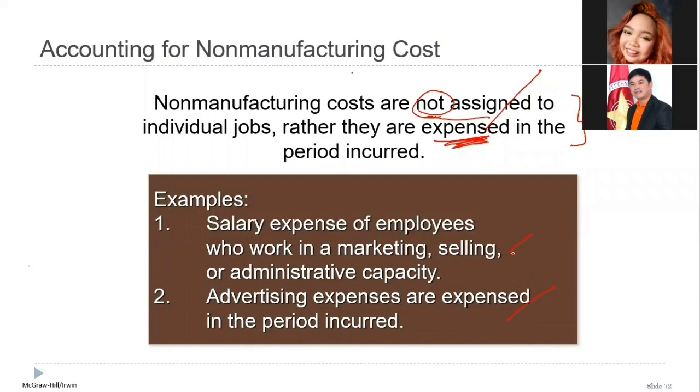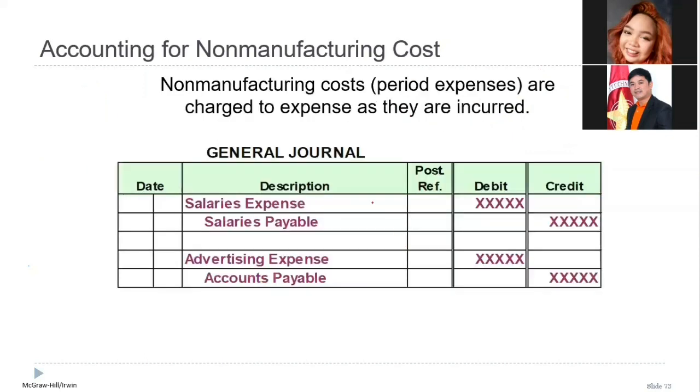So, ang entry po natin, halimbawa, payroll ang ginamit. Tapos ang payroll natin, meron tayo para sa factory, meron din tayo para sa operating expense natin. So ang entry natin is just a simple debit salaries expense, yung usual natin na salaries expense, and credit salaries payable. Kasi nga in-expense natin immediately. And debit advertising expense and credit accounts payable. Yan po yung entry natin for non-manufacturing costs. They are charged to expense as they are incurred.